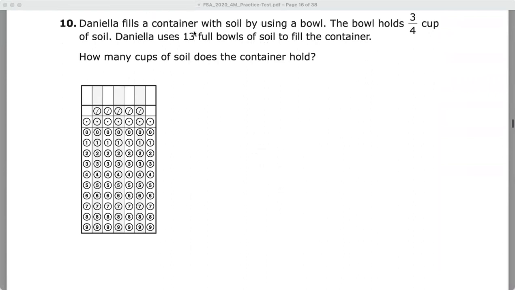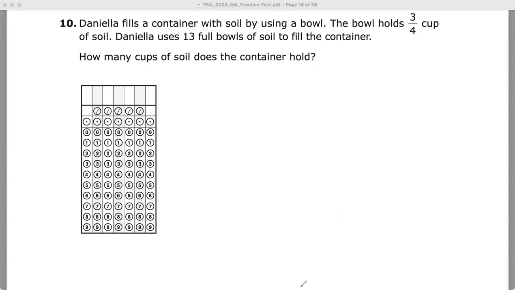Okay, Daniela fills a container with soil by using a bowl. The bowl holds 3/4 of a cup of soil. Daniela uses 13 full bowls of soil to fill the container. How many cups of soil does the container hold?